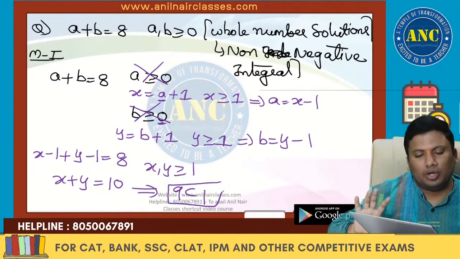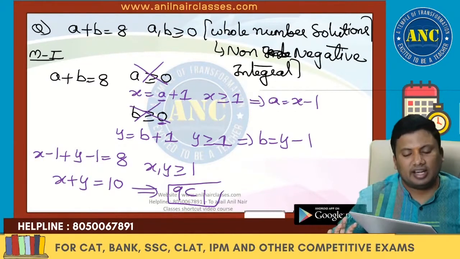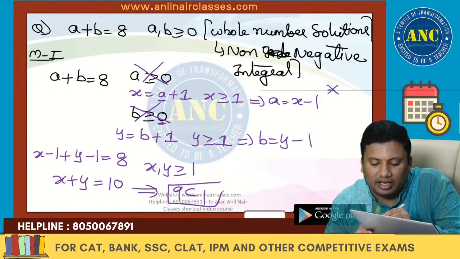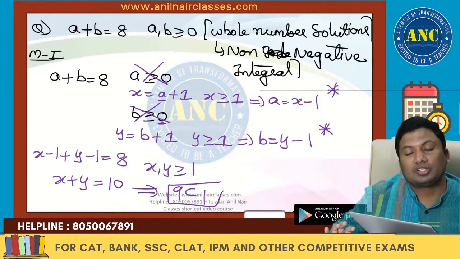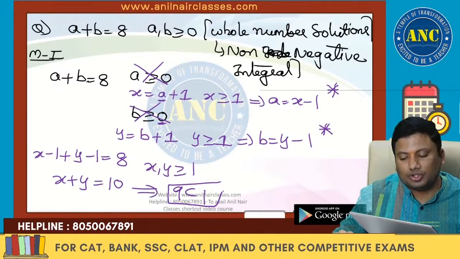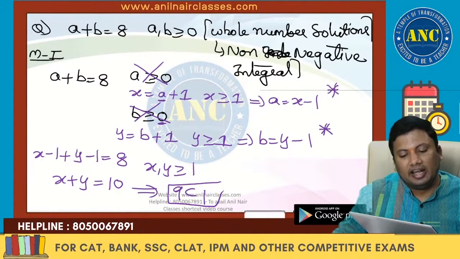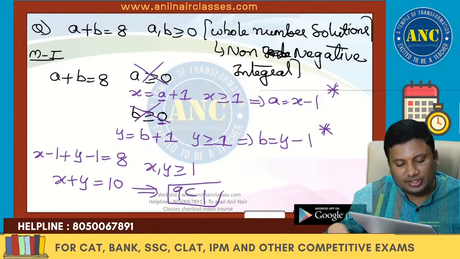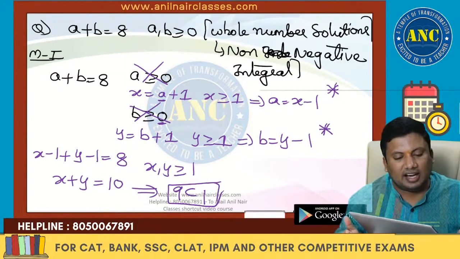You don't need to do this entire method 1. I will tell a shortcut. Directly you will say that it is 9C1. This is for your understanding how I am converting the domain of variables starting from 0 to 1. I hope this idea is clear. X is a plus 1, y is b plus 1. A is x minus 1, b is y minus 1. X plus y is 10, answer is 9C1.